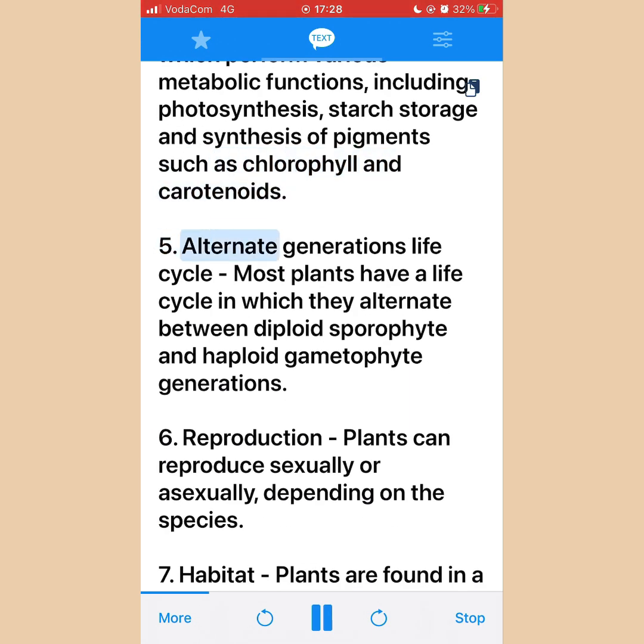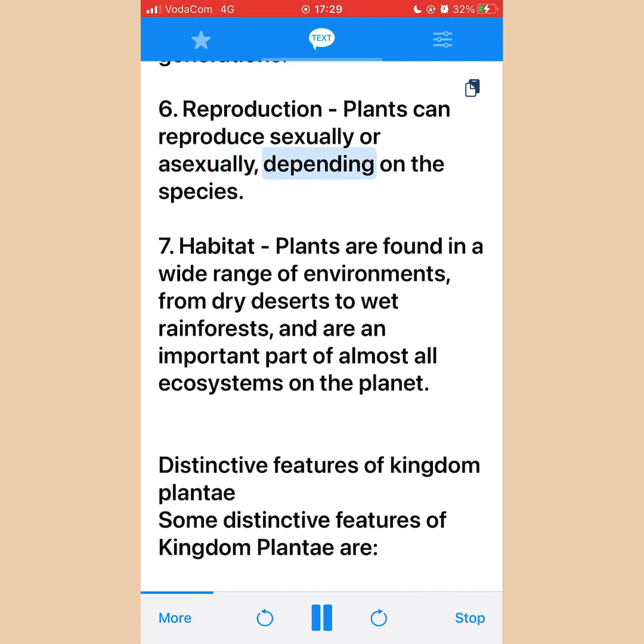5. Alternate generations life cycle. Most plants have a life cycle in which they alternate between diploid sporophyte and haploid gametophyte generations. 6. Reproduction. Plants can reproduce sexually or asexually, depending on the species. 7. Habitat. Plants are found in a wide range of environments, from dry deserts to wet rainforests, and are an important part of almost all ecosystems on the planet.